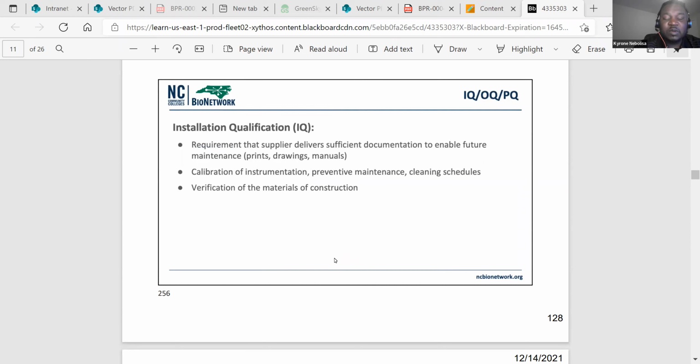Installation qualification. It's a requirement that the supplier delivers sufficient documentation to enable future maintenance: prints, drawings, manuals, calibration of instrumentation, preventive maintenance and cleaning schedules, and verification of the materials of construction. So these are all part of your IQ.